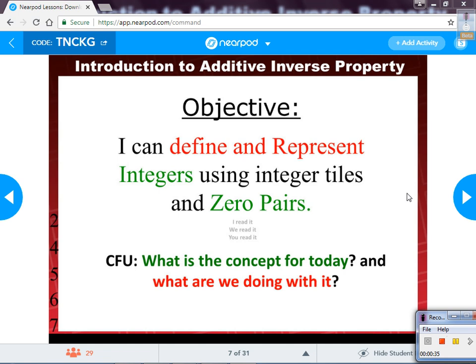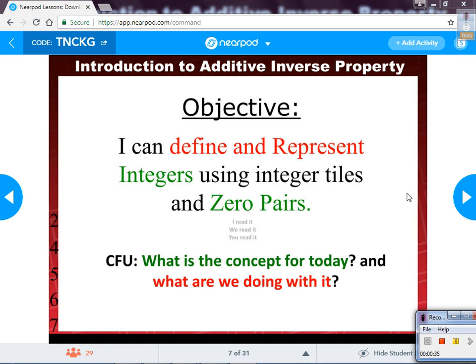So we're still on the same lesson that we started yesterday. I just want to make sure that we get the whole flow of the class. Today we're going to finish this lesson. Okay? However, look at the question. What is the concept for today? Tell your neighbor the concept for today. Integers and zero pairs. That is correct.